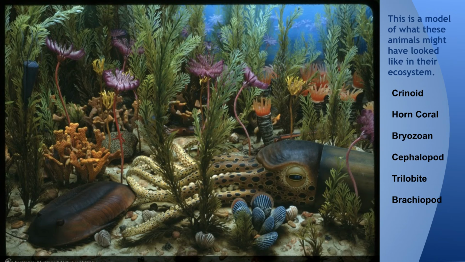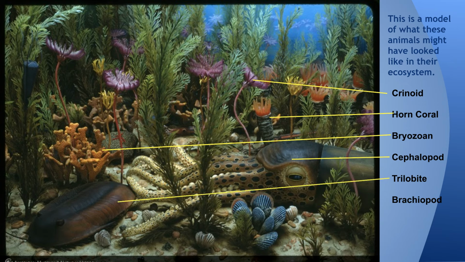And here's a great model of what it would have looked like. All these animals crammed into one spot, living, dying, feeding, eating each other, trying not to be eaten. It's great. So if you look at that model real quick, do you see any of these animals that we've talked about? For example, the crinoids, they're right there. And the horn coral, right there. Bryozoan, the coral looking things that look like little tree branches, right there. The cephalopod, right there, going after the trilobite, and then filter feeding as it goes, the brachiopod.